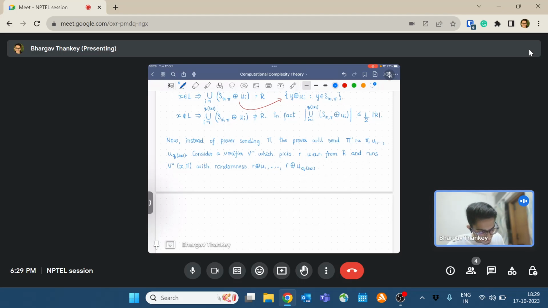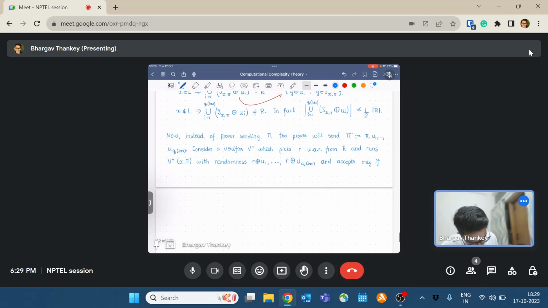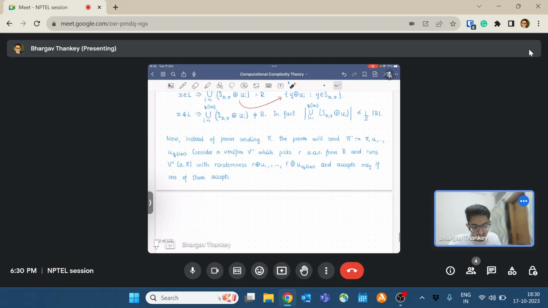And it accepts if one of them accepts. Notice that if V double prime accepts x comma pi on one of these, that means that at least one of these is in the set S(x,pi), and that is exactly what we wanted to check. So doing this suffices.